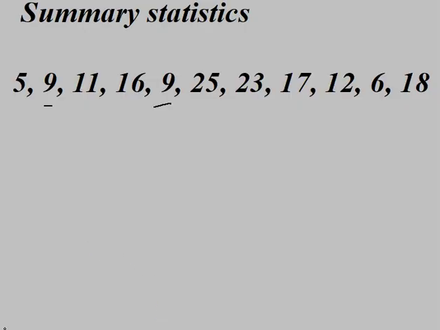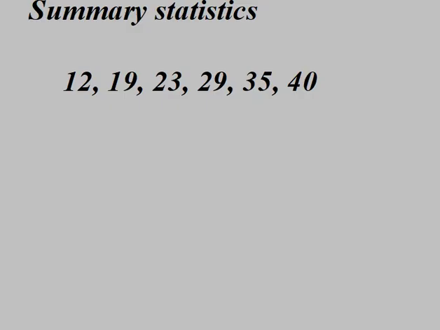Let's say that we have a different data set. In this case, we have the data arranged in order. We have 6 points. You know that in this case the median is somewhere in the middle, so it's going to be 23 plus 29 over 2, giving us 26. This is the median.